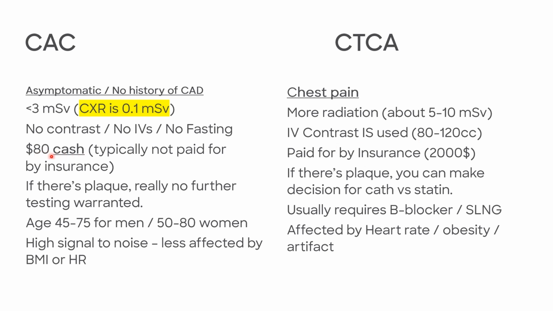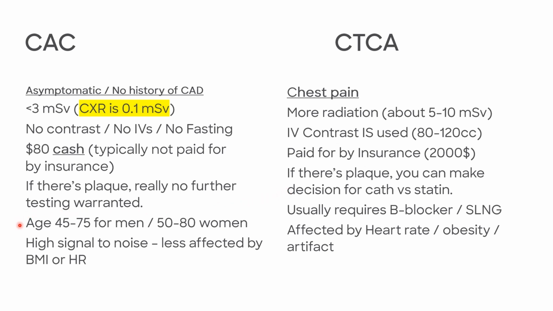Very cheap test. The calcium score is only about $80. It's not really paid for by insurance. Usually the CT angiogram is something that insurance will pay for the right indications. And then what you get is really an evaluation for the presence or absence of calcified plaque. And if you have it, you're done. You don't need to do any further testing. Whereas with a CT coronary, since it's done for chest pain, if you don't have plaque, you're fine. But if you do have plaque, then you have to make a decision as to whether or not you need further invasive testing or just medications.